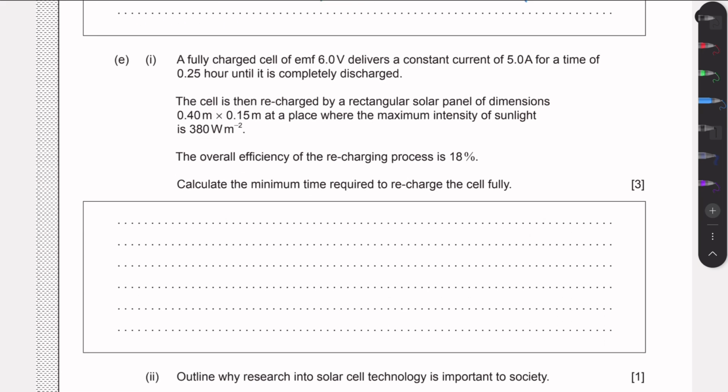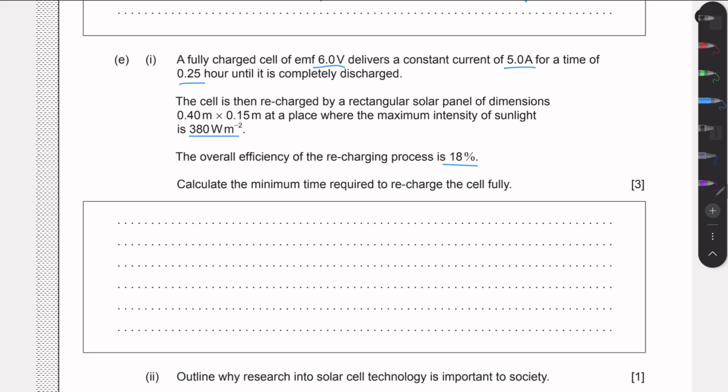This one's a little bit of a lengthy question. We are told that a fully charged cell has an EMF of 6 volts and it runs for a current of 5 amps for a time of a fourth of an hour until it's completely discharged. Then this cell is recharged with a rectangular solar panel, and we are told the intensity on the solar panel. We also know that the efficiency of our solar panel is 18%, and we need to calculate the minimum time required to recharge the cell fully.